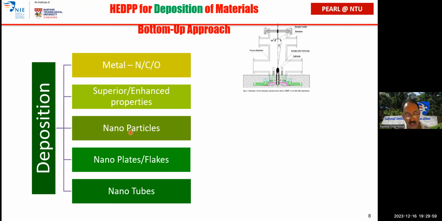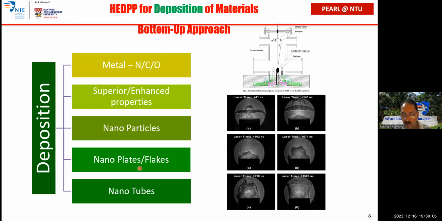And we can grow any kinds of nanostructures. We can grow nanoparticles. We can grow nanoflakes. We even have grown nanotubes. And this is one of the pictures that was taken by one of the final year BSc students, recording the ablation of the anode top material. In this case, it was graphite.